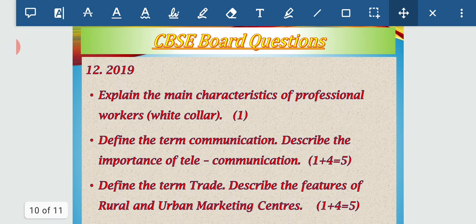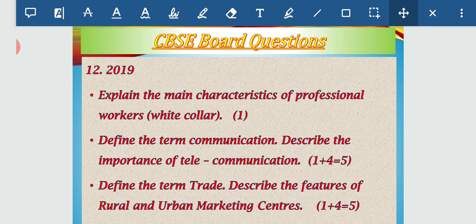Next, define the term trade. Trade is just the buying and selling of products or goods, and the features of rural and urban marketing centers have already been discussed in the previous questions.